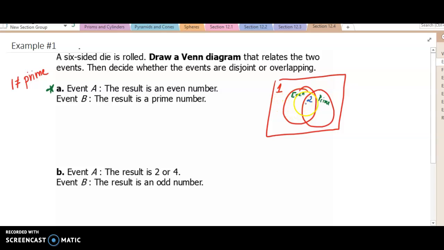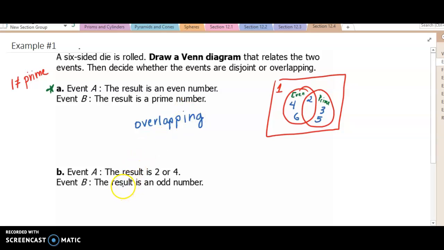Okay, 3 is not even, but it is prime. 4 is even and not prime. 5 is prime but not even. And 6 is even but not prime. So our Venn diagram looks something like this. Okay, these would be overlapping.